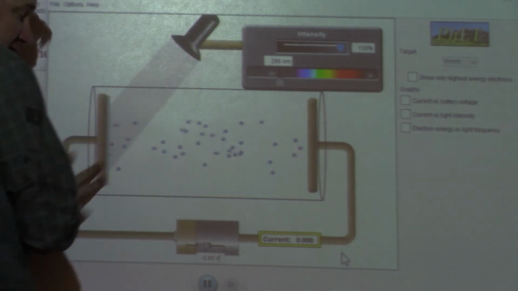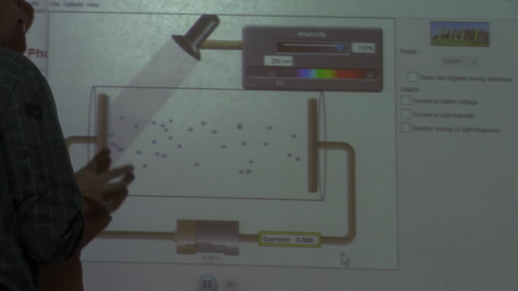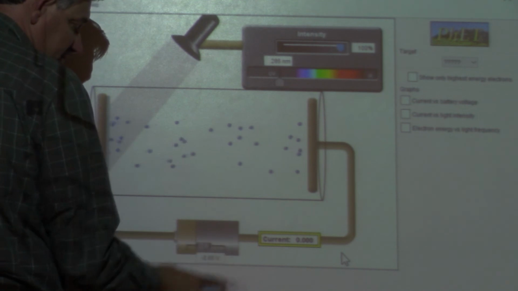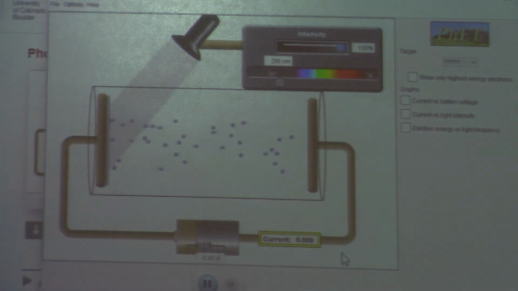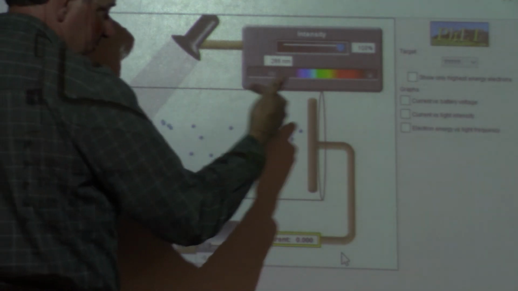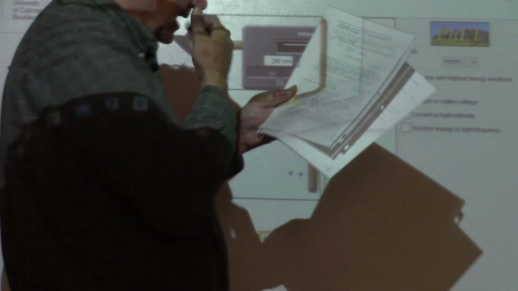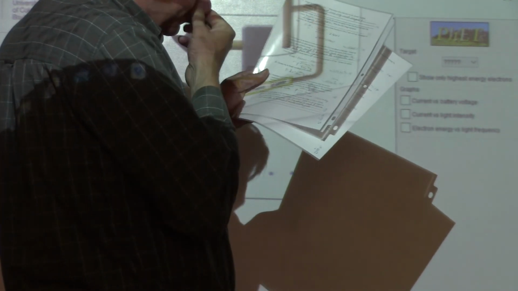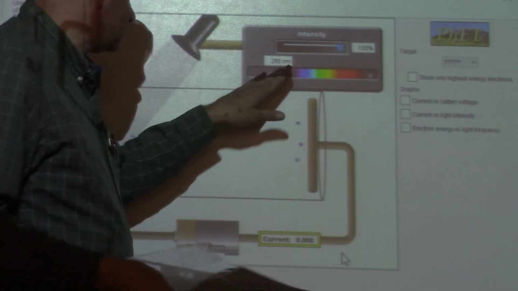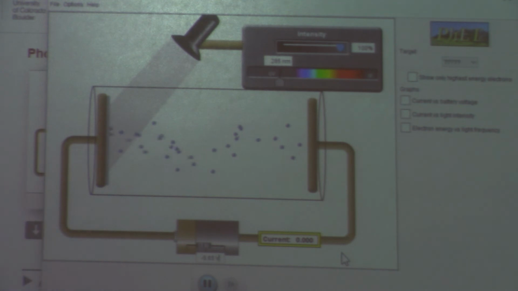So, in your procedure, you're going to say, I'm going to shine a light at 285. That's going to create a current. Then I'm going to set my stopping voltage to negative 0.65. And then, from there, do the math to figure out the work function, and then you can figure out the identity of the metal. So that's what I'm looking for on number 21. Here's your wavelength, 285. Here's your stopping voltage, negative 0.65.